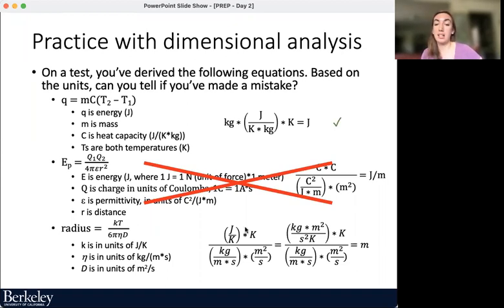It actually turns out that this is correct. When you cancel all of these out, the kilograms cancel, the seconds all cancel, the kelvins cancel, and you end up with just units of meters. But there are a lot of things going on here, and so there's a trick that makes this a little bit easier that I can show you now. But does everybody conceptually understand what we're trying to do?